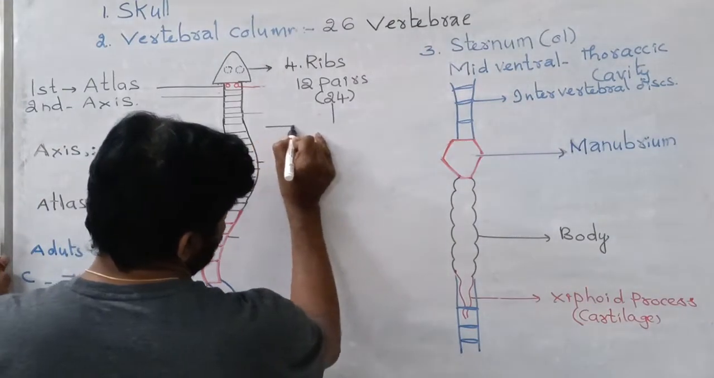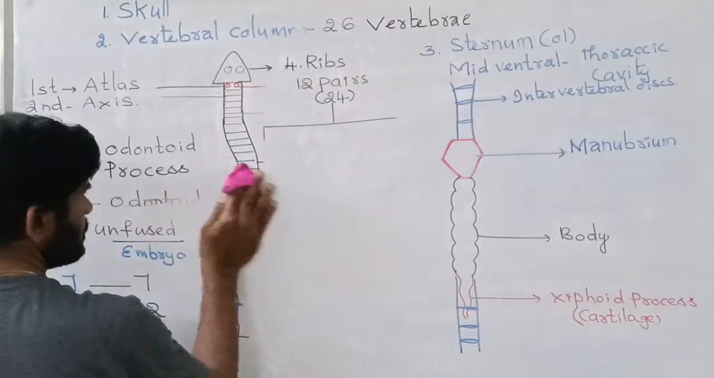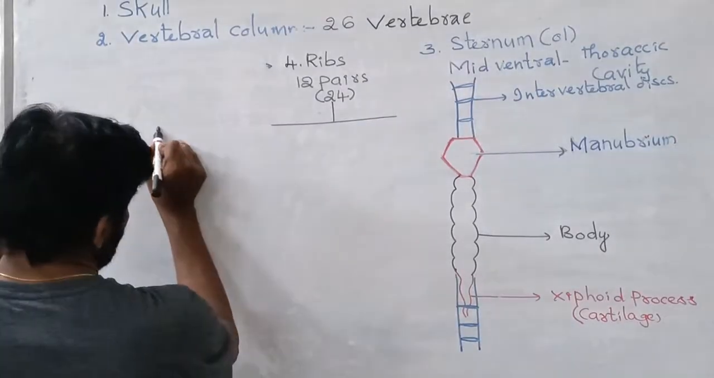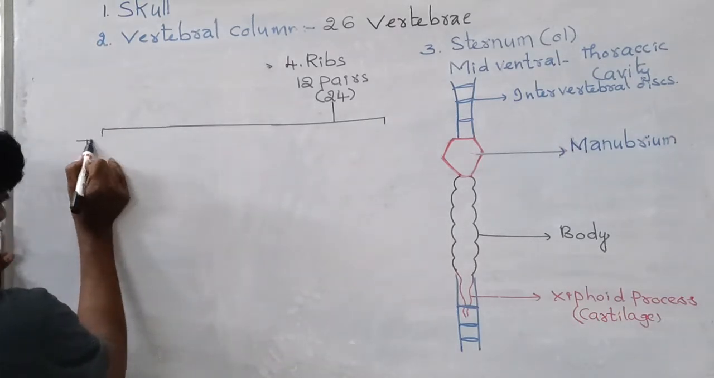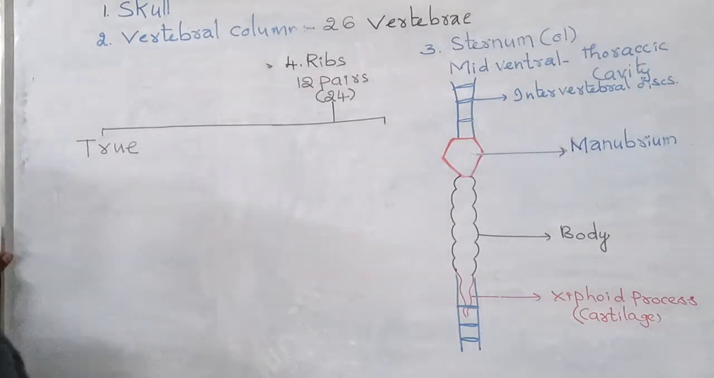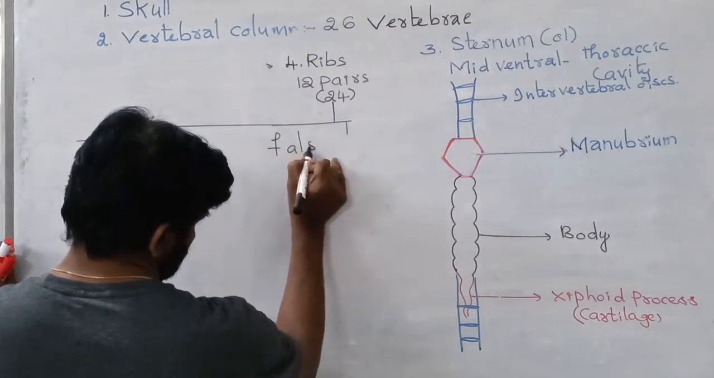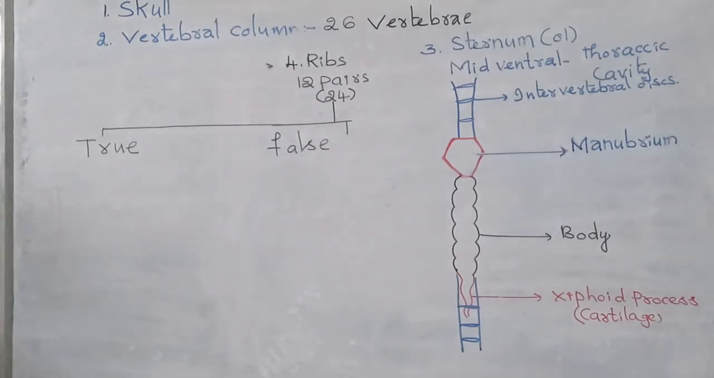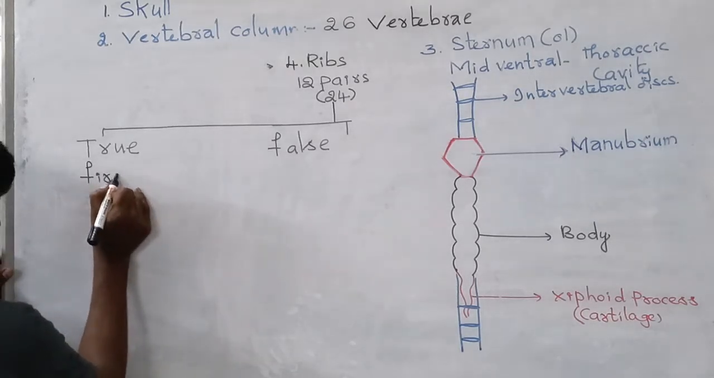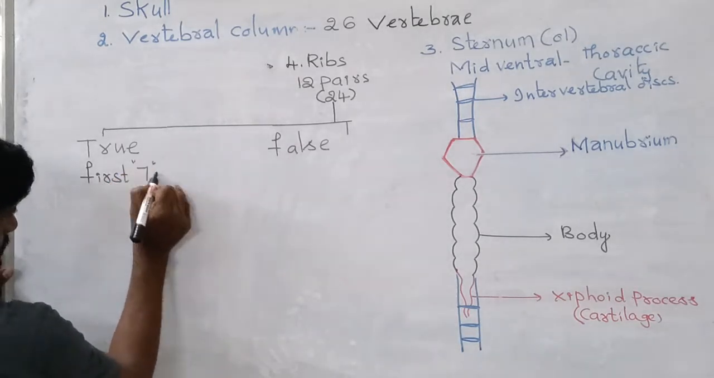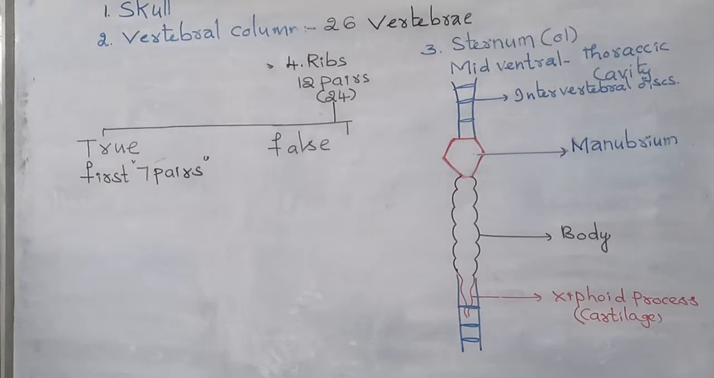Ribs are classified into two types. One is the true ribs and second is the false ribs. True ribs and false ribs are the two types of ribs. True ribs are the first 7 pairs of the ribs. The first 7 pairs of ribs are true ribs.